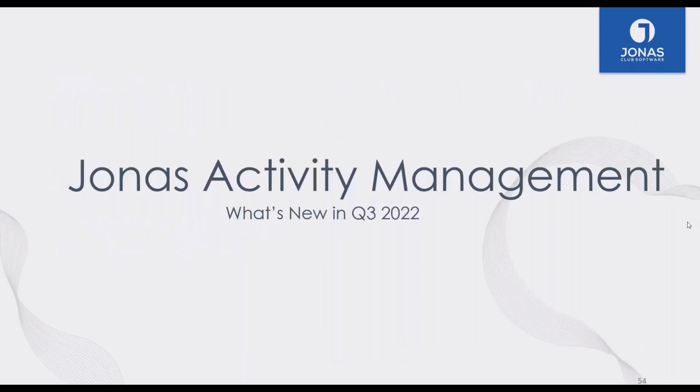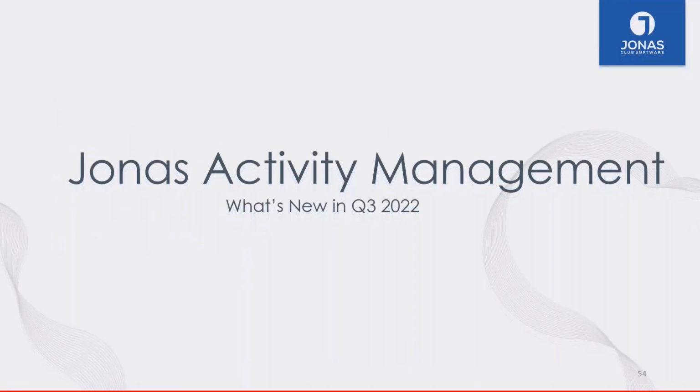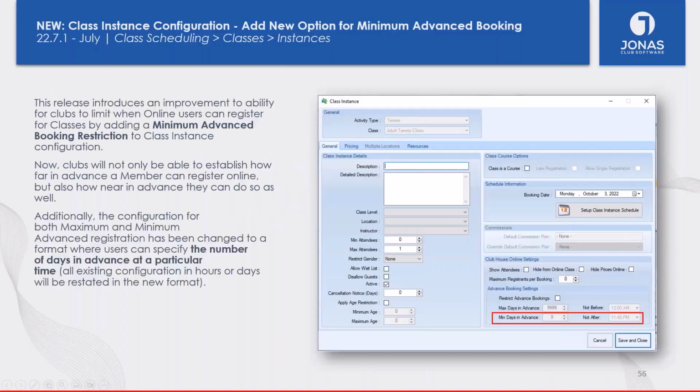Okay, and that brings us to activity management, and I'm going to pass this over to Rob Lameda. We are good. So I'm going to take us through what we've done in activity management within the third quarter of this year, and we're going to start off with class scheduling. So we made a couple changes to the minimum and maximum advanced booking restrictions. So we actually added the ability to configure a minimum days in advance, so you can create a window of registration from the maximum days in advance to the minimum days in advance.